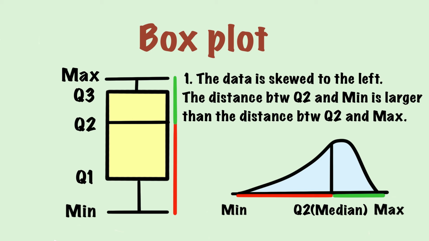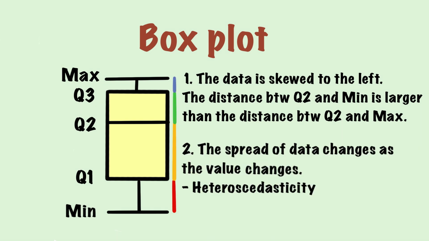We can always convert a boxplot to a density plot, and the difference between the length of the red and green line indicates how skewed the data is. Second, the spread of data changes as the value changes, which is what we call heteroscedasticity in statistics. To be more specific, the blue line on the top is pretty short, meaning that 25% of data is close to one another. However, the yellow line is quite long, meaning that 25% of data between Q1 and Q2 is spread and variable.